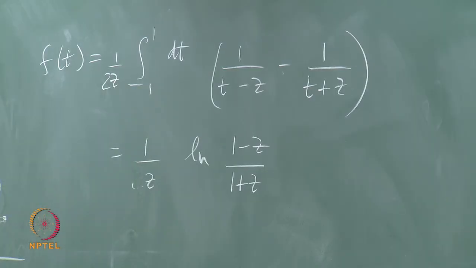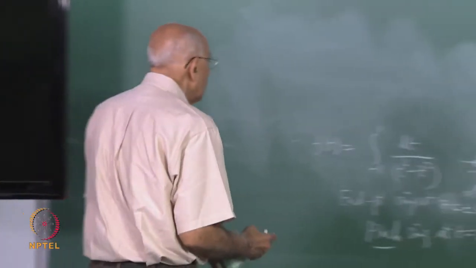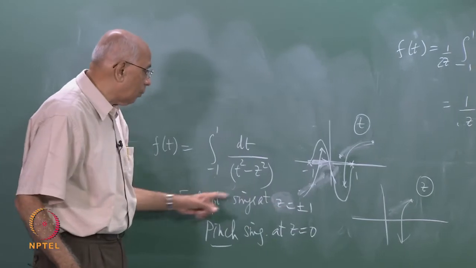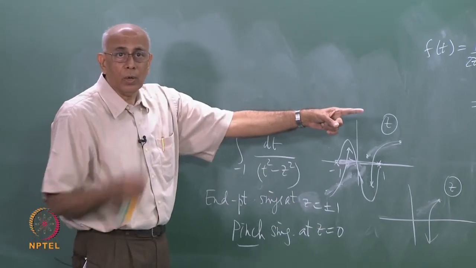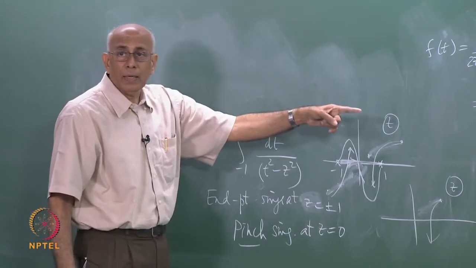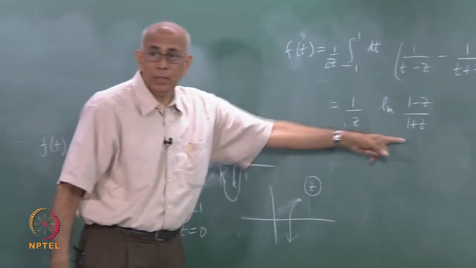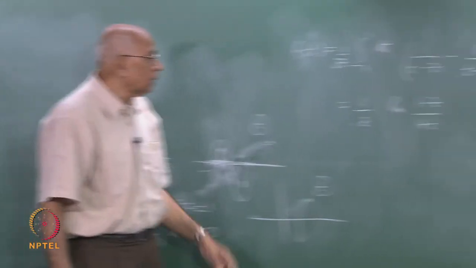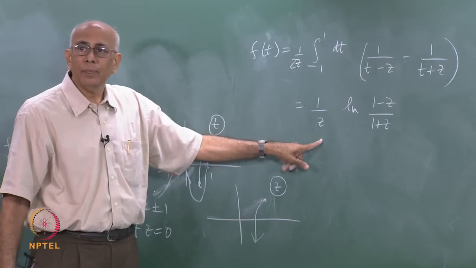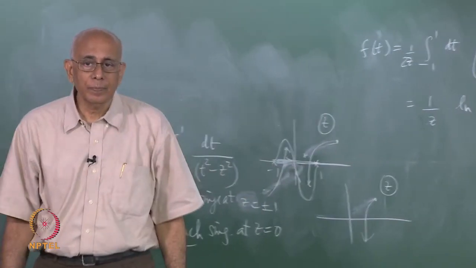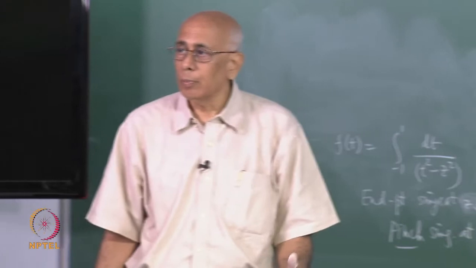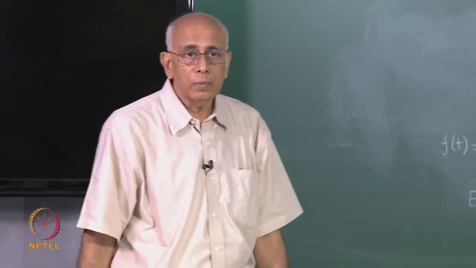And where are the singularities of this function? You do end up with an endpoint singularity at z equal to +1, a logarithmic branch point, another one at z equal to -1, logarithmic branch point. These are endpoint singularities. And what about this guy? It is a pole, it is a simple pole at z equal to 0.